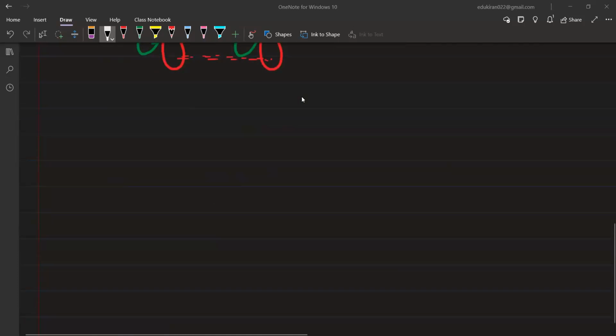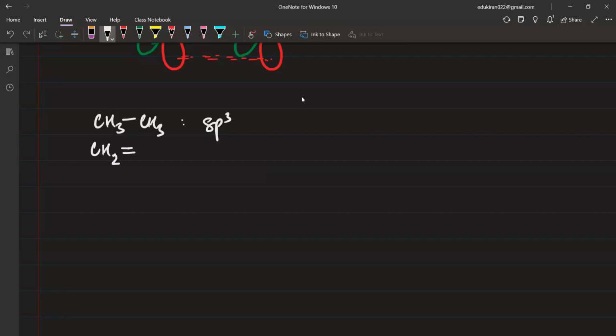We have seen that in ethane, I have CH3 simply bonded with CH3. So this was sp3 hybridized. Both of the carbon atoms were sp3. When we had CH2 double bond CH2, then this was sp2. Then when we had CH triple bond CH, then this was sp. So from here, I can understand something.